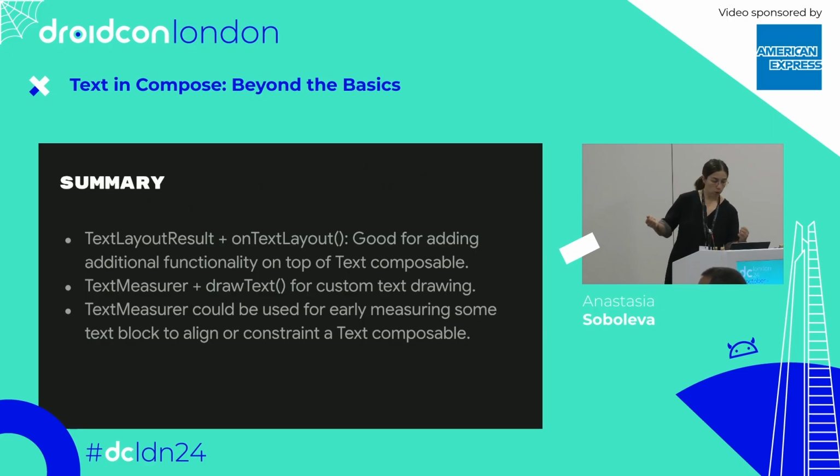TextMeasurer could also be used for early measuring of some text to then align or constrain a Text composable. Such a use case could be, for example, implementing your own autoSize support, or the very famous UI where you have a text ellipsized, and after the ellipsis you put a "more" button. We don't have out-of-the-box support for this, so if you are going to implement this, then TextMeasurer and TextLayoutResult are something you would reach for.